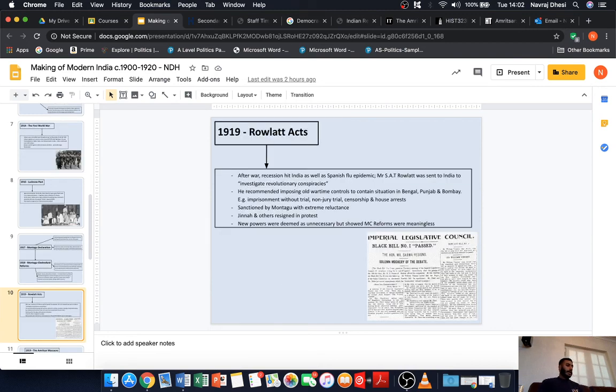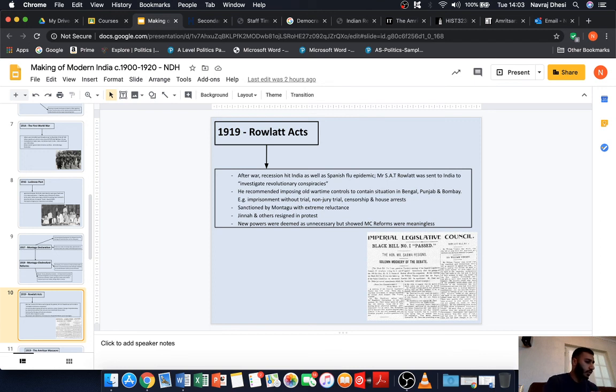Right, the Rowlatt Acts in 1919. This was an oppressive sentiment from the British. The British pushed the Rowlatt Acts through the Imperial Legislative Council, and these acts were implemented in areas such as Bengal, Punjab, and Bombay, which presented opposition towards the limited nature of the Montagu-Chelmsford reforms, because they wanted much greater concessions from the British and were unimpressed with the level of concessions provided.